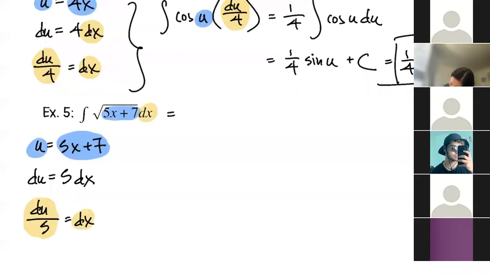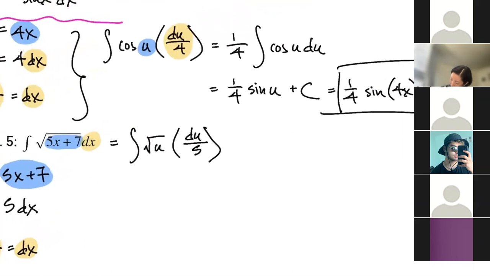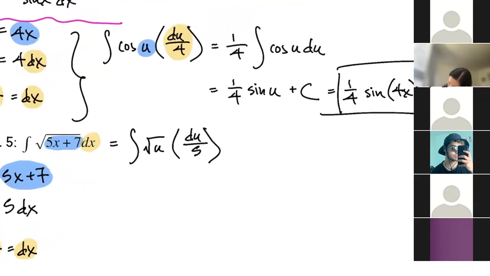So I've got the integral of the square root of u times du over 5. Mission accomplished because I've expressed everything now in terms of u, right? There's no more dx, there's no more x's, everything is u's and du's. All right, what would be a good next step in terms of what to write here?